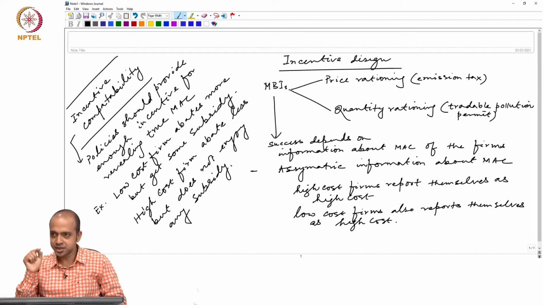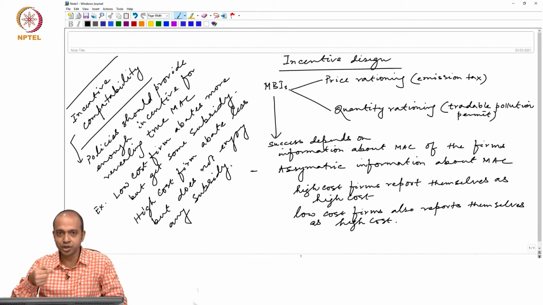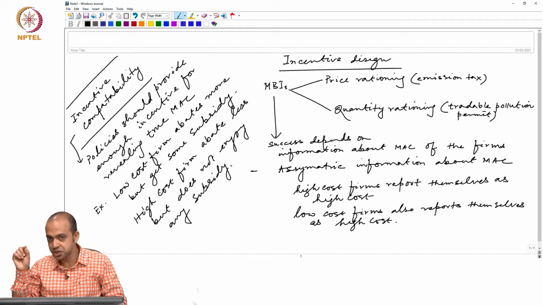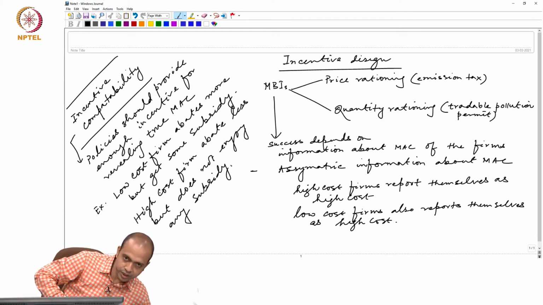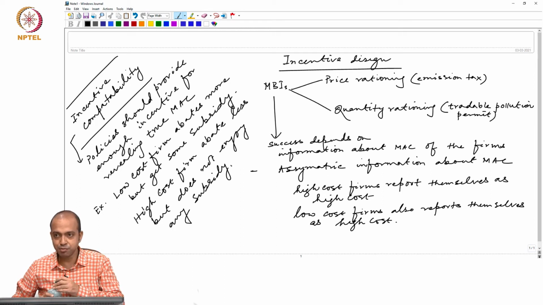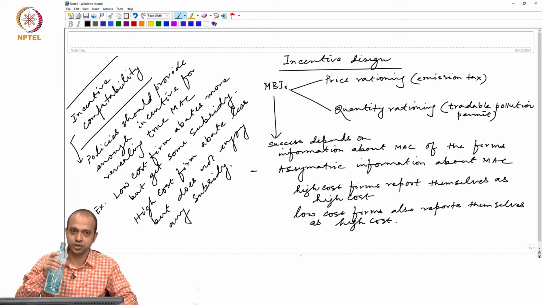So, this is the challenge, because in reality there is information asymmetry between the regulator and the firms. Firms know better about their marginal cost of abatement than the regulator. Regulator is only guessing. That is why in presence of uncertainty, we discussed the policy initiatives taking expected marginal cost of abatement, right. And this is what the policymaker should think, in which way I should design my policy so that policies become incentive compatible. High cost firms will reveal themselves as high cost, low cost firms will reveal themselves as low cost. That is called incentive compatibility, a very, very important concept and a challenge for the policymakers to make the policies incentive compatible.